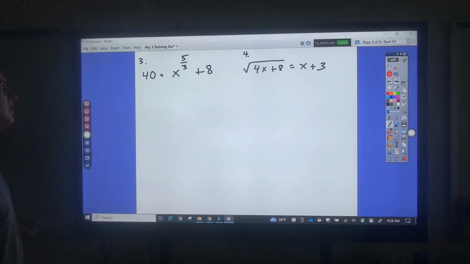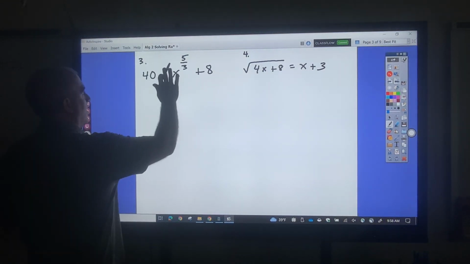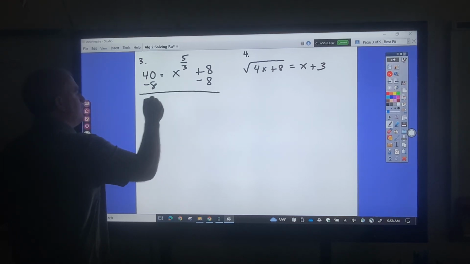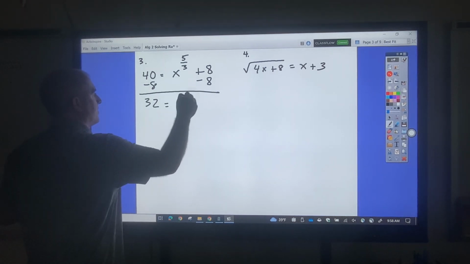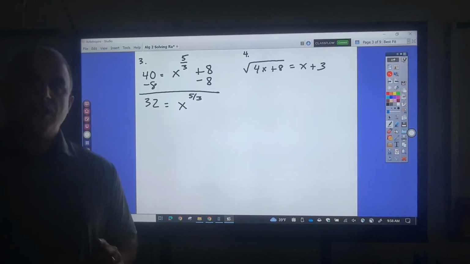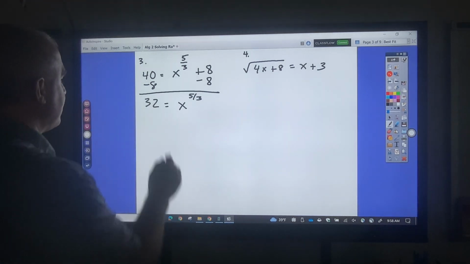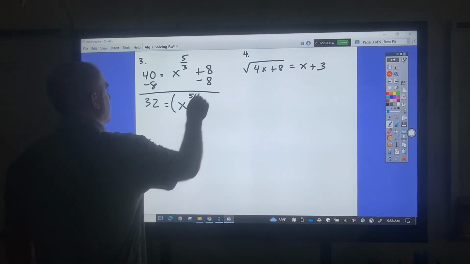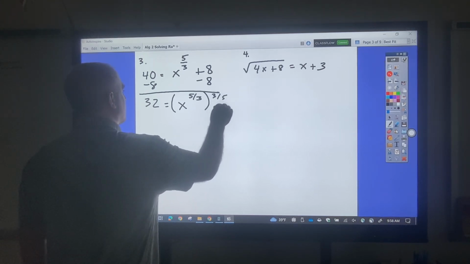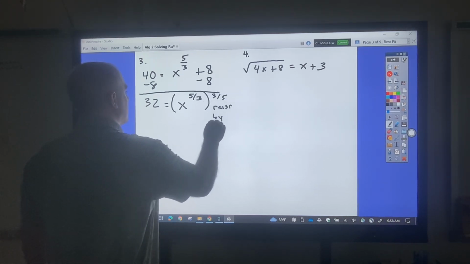Now let's talk about what you do on this one. There's nothing here, I'm going to subtract 8. I got 32 equals x to the 5/3. Now, in order to get this by itself, I'm going to raise this to the 3/5. So what you want to do is raise by the reciprocal.